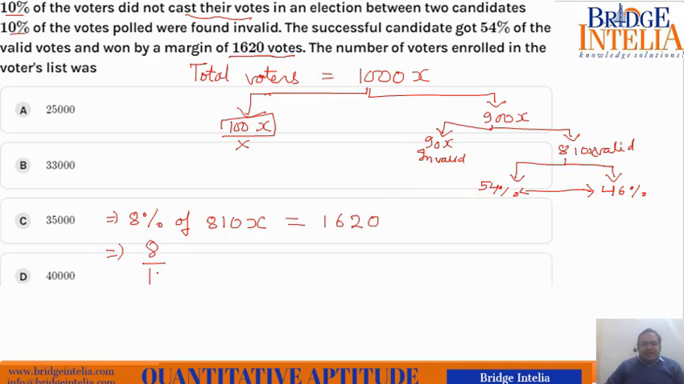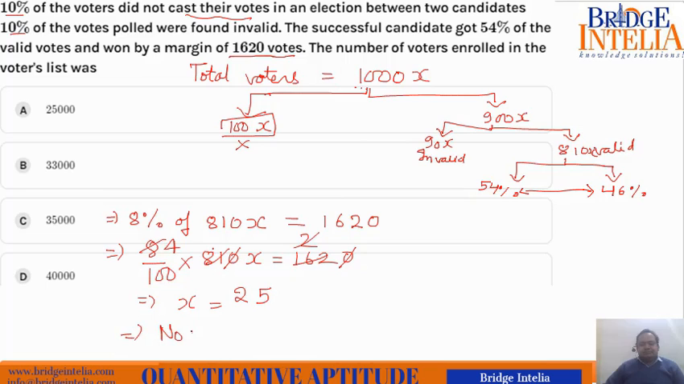So it means 8 by 100 into 810x is equal to 1620. Now 81 twos are 1620. So this 0 cancels and this cancels 2 times. So x comes out to be equal to 25. So we have assumed the number of total voters to be equal to 1000x. So number of voters is 1000x, which is equal to 25,000. So you can see, if you make smart assumptions, give smart dummy values, you can avoid getting into decimals.